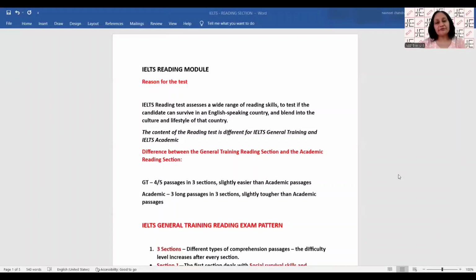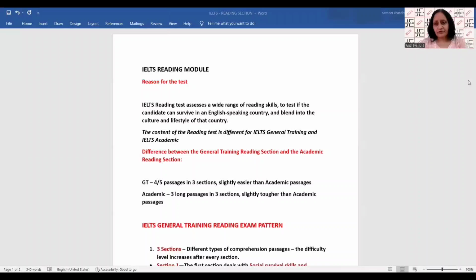Now, there is some difference between the general training reading section and the academic reading section. So, what is it? Firstly, for general training, there will be about 4 to 5 passages. Sections will be the same for both, that is 3 sections each. But in general training, in 2 sections, there will be 2 passages each, and in the last section, there'll be one long passage. Whereas in the academic reading, there will be 3 large passages, which will be slightly tougher than the general training program. So let's begin with the IELTS General Training Reading Exam pattern.